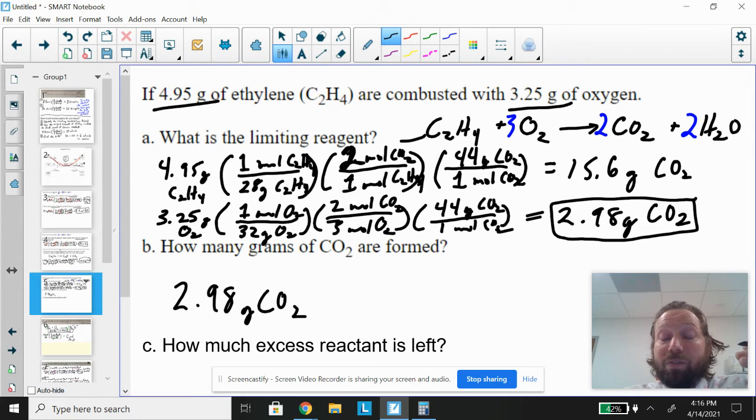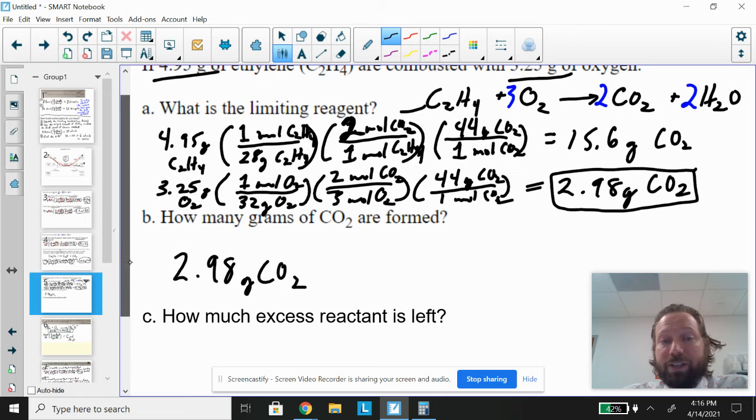After that, all of the oxygen that we had will be done. There's no more left. And so you've got a bunch of C2H4 just sitting around, because fuel can't burn without oxygen, okay? You can't combust a fuel without oxygen. So once you hit 2.98 grams of CO2, that's the maximum you can make with 3.25 grams of oxygen gas.